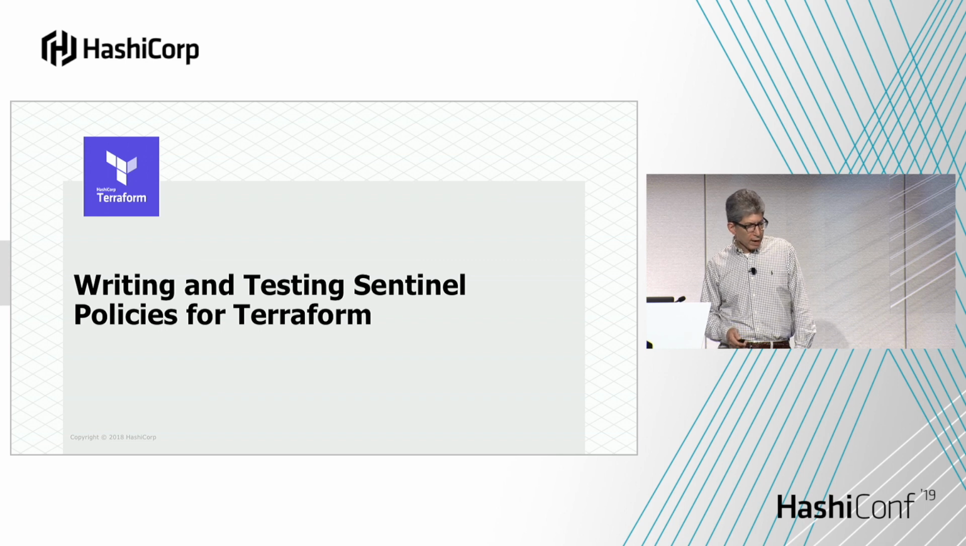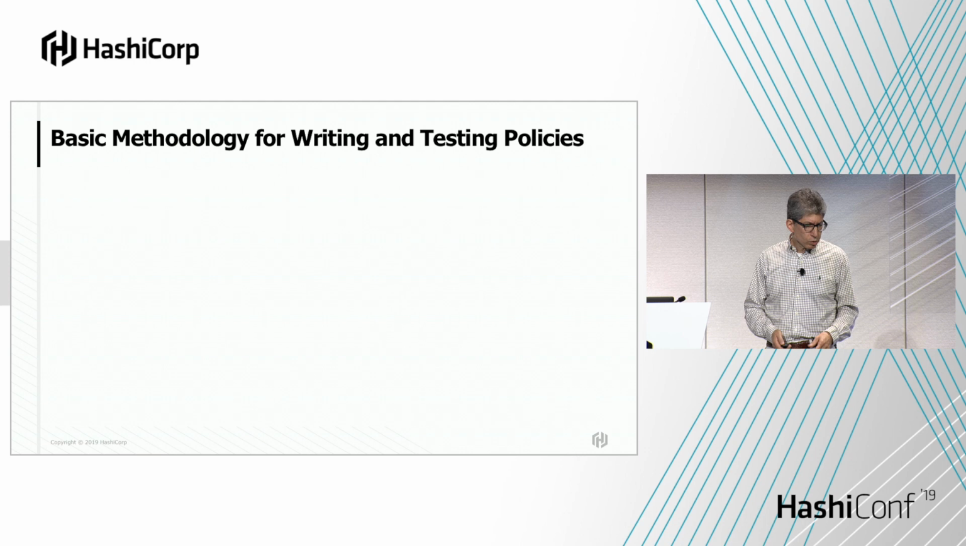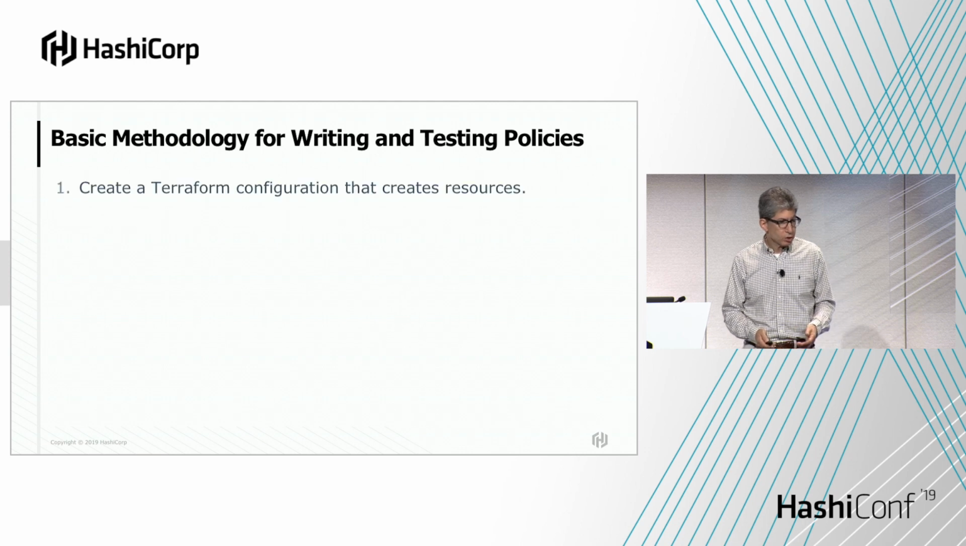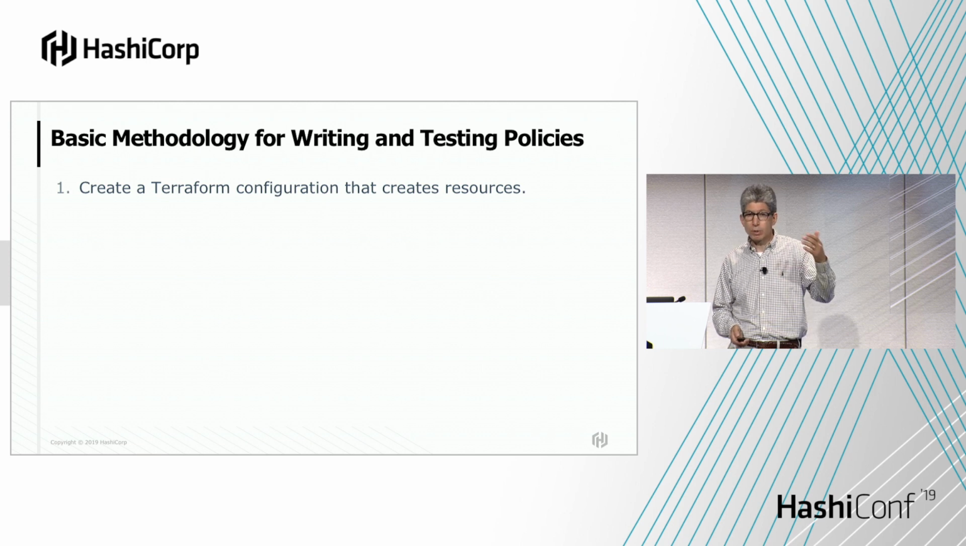Okay, so with that, I'm going to move on and talk about my 8-step methodology for writing and testing Sentinel policies with Terraform. And this is based on this guide, which I'll show you later. I have links at the end that I'll share with you. So this basic methodology is 8 steps. The first step is to create a Terraform configuration that creates certain resources. You're going to create resources that you want to restrict with a Sentinel policy. Could be an AWS instance, an Azure VM, a vSphere virtual machine. Could be anything at all, any resource.